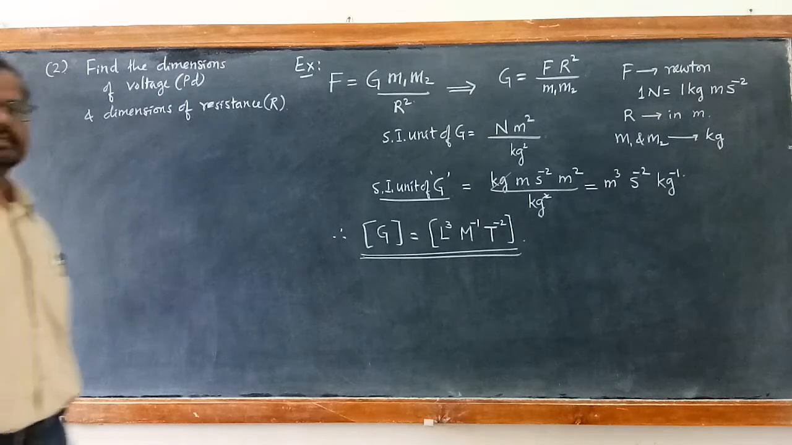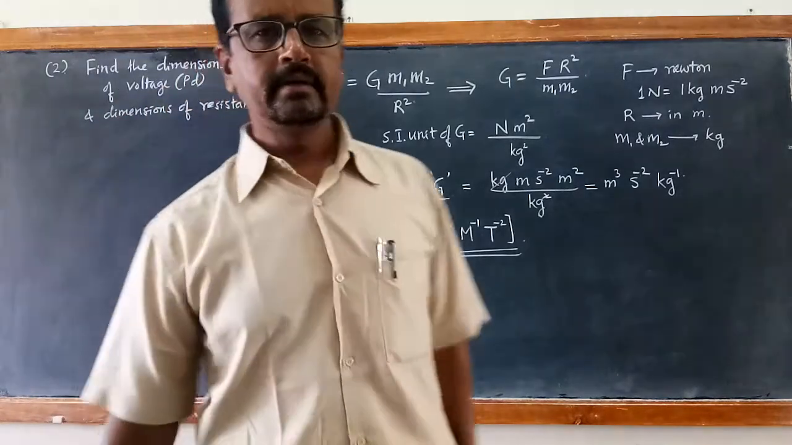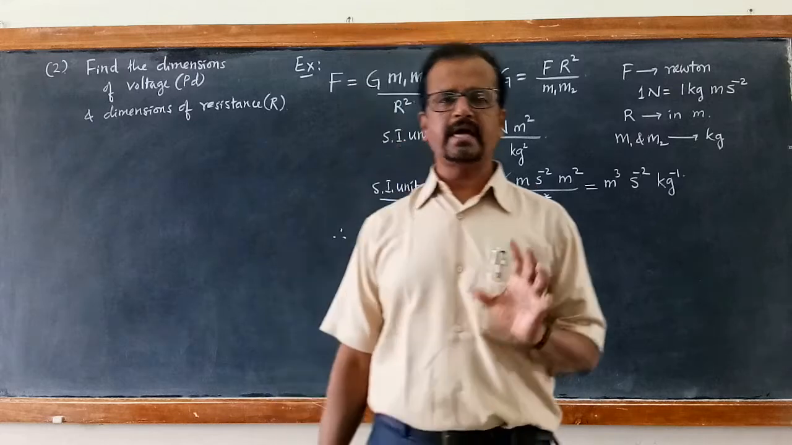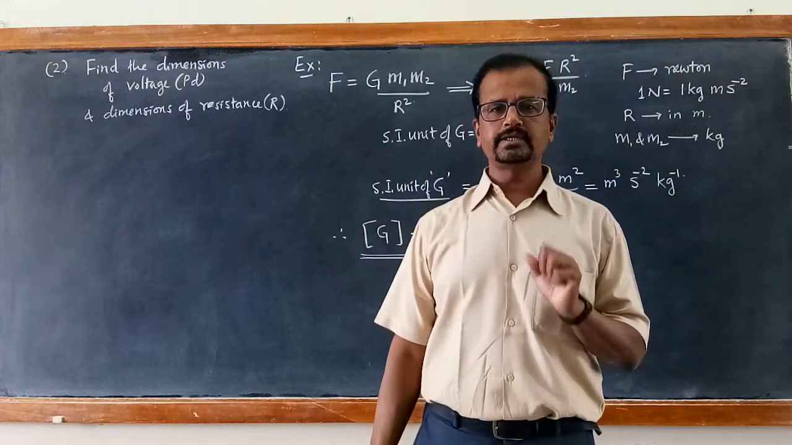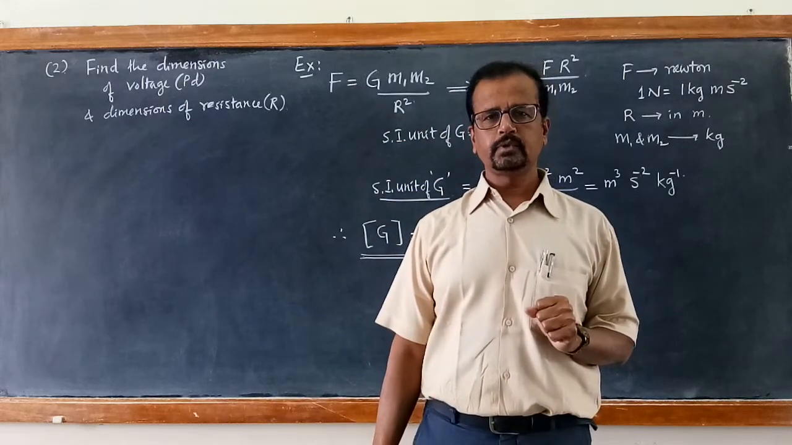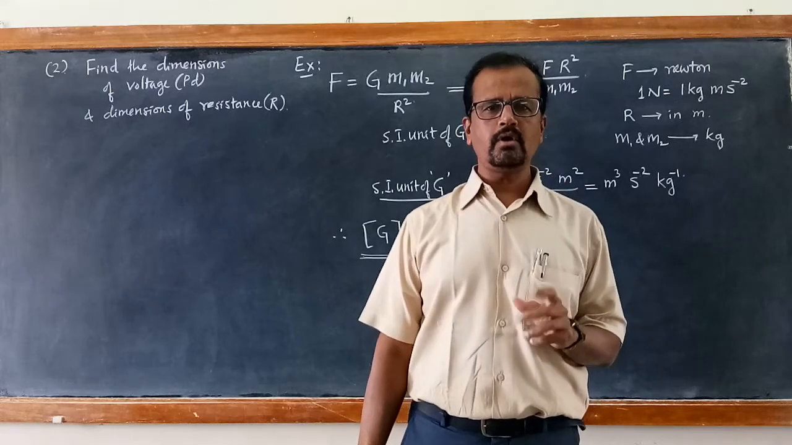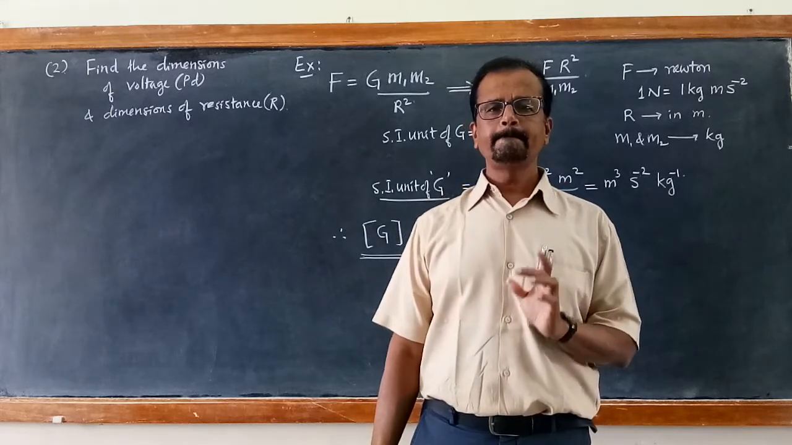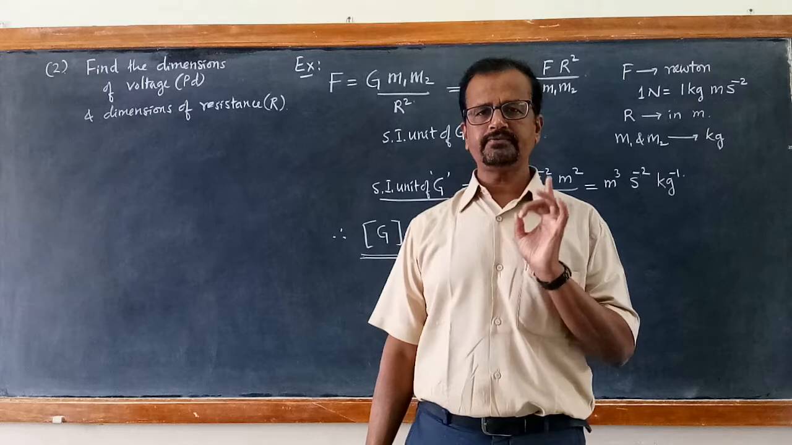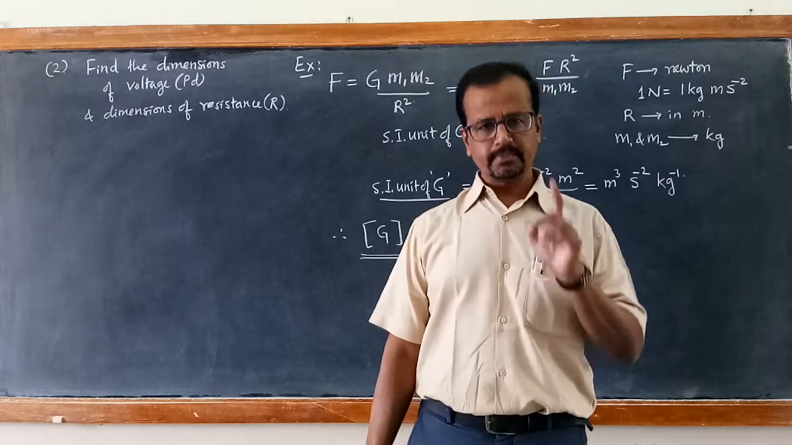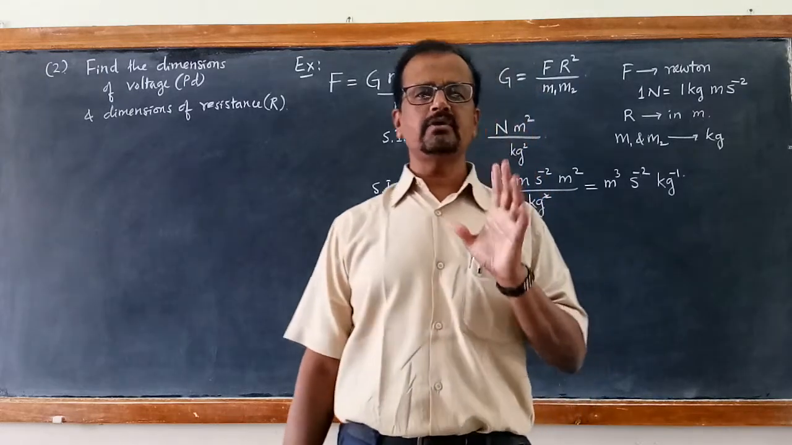So you have learned in 10th standard the relation between voltage, resistance and current. V is equal to Ri. Using that Ohm's law, V is equal to Ri, one can find out the dimensions of resistance R. So before that, let us find out the dimension of voltage.